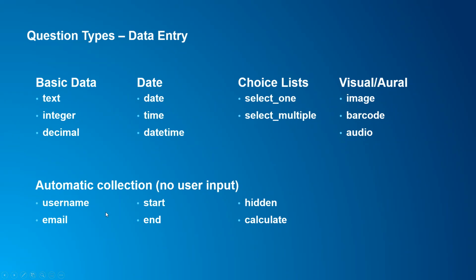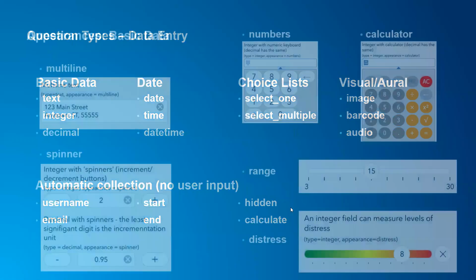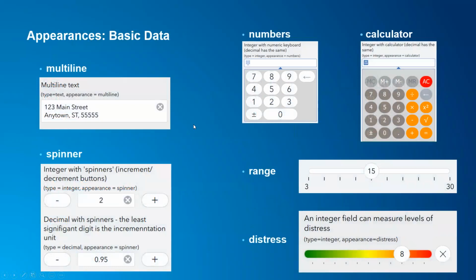Barcodes, audio, etc. And there's some things that you can grab, like the username or the start and end time of when people did that. And you can see some examples. This isn't all of them, but you see some examples of appearances and how they might look in the app. Multi-line, spinner with the little up-down buttons, calculate a number here, a slider range, a distress slider range, because it has green to red. How much pain are you in? If you've ever been in the hospital or been to a doctor where they ask you that, 0 to 10, that kind of thing.